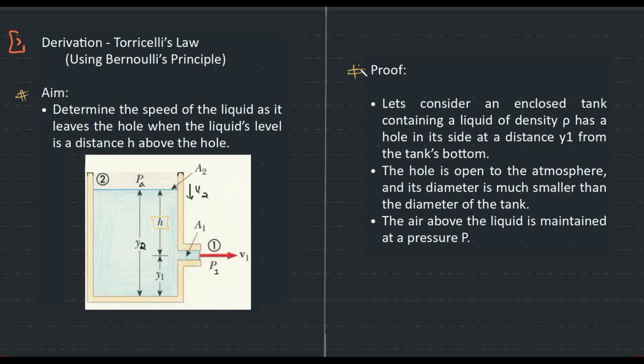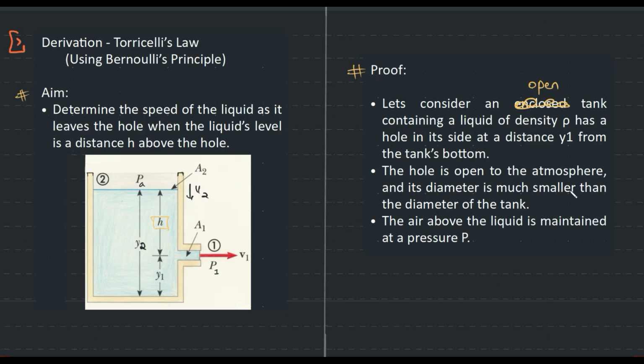The proof starts with the standard assumption. Let's consider a tank containing a liquid of density rho, with a hole in its side at a distance y1 from the tank's bottom. So this is y1. It's not enclosed, this is open. The hole is open to the atmosphere, right? This is open to the atmosphere.